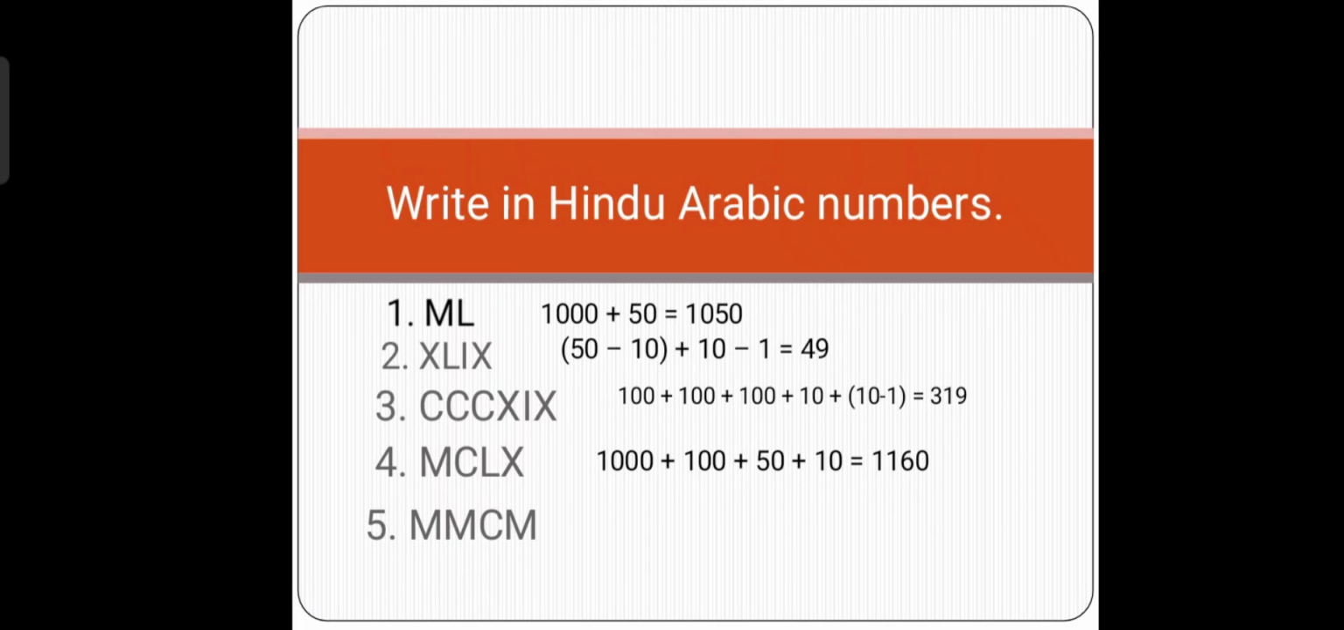Okay, next, MMCM. Okay, what is the value of M? 1000. Okay, 1000 plus 1000 plus CM. We are going to subtract since the values that follow is greater than C. So, 1000 minus 100 equals 900. So, the value for this is 2900.